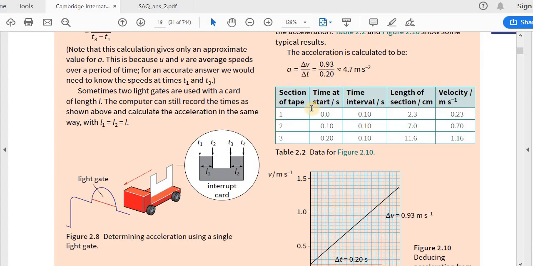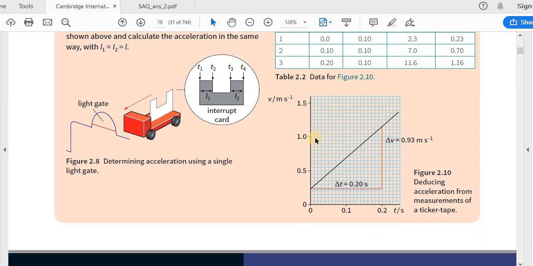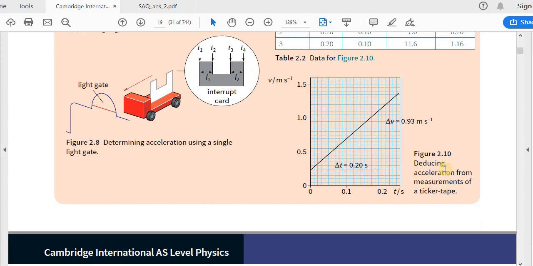Alright, so that's what we have over here. First section of tape 0.0, the second section of tape 0.10. So you see the time intervals are 0.10. Over here you can see that. And now you can plot a velocity time graph. And once you have the velocity time graph, you can draw the acceleration time graph.